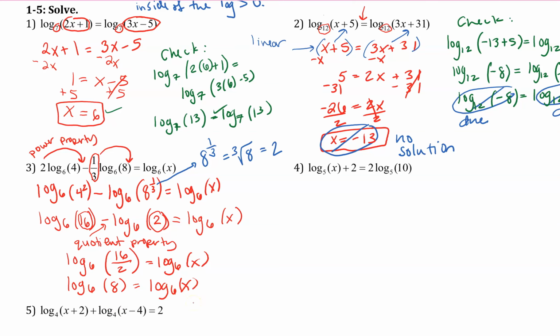So now I got down to a point where I'm looking at the same log, right? Two different outputs for the same log that this equal sign is saying are actually the same, right? This is saying this output is equal to that output. The only way that could happen is if the inputs were equal, right? If x equaled 8. That's the only way these outputs could be the same.